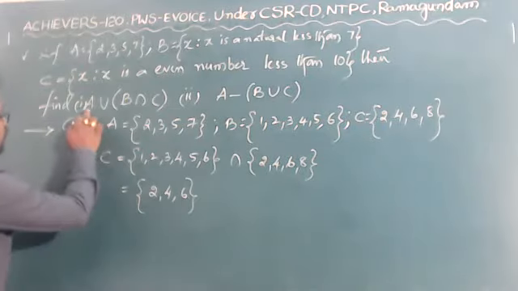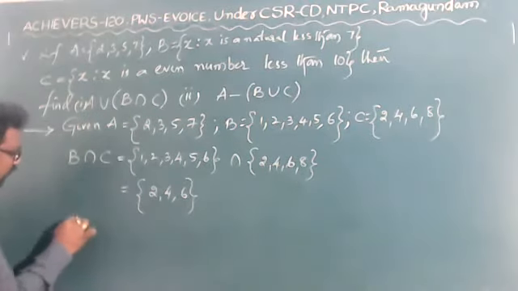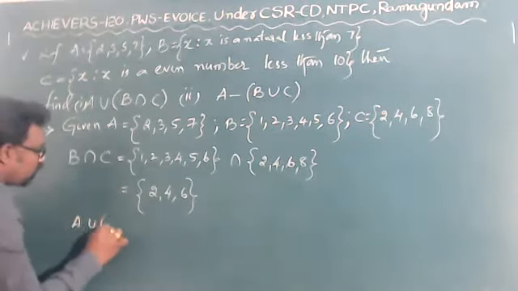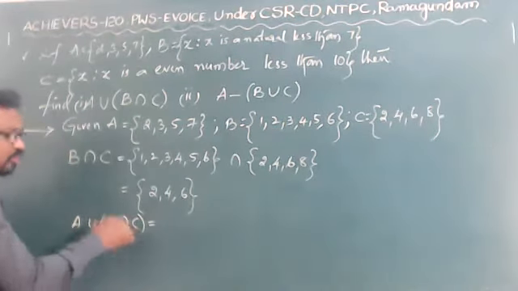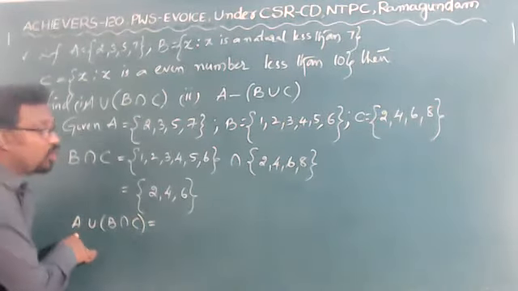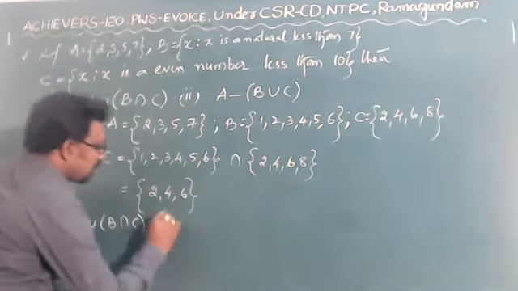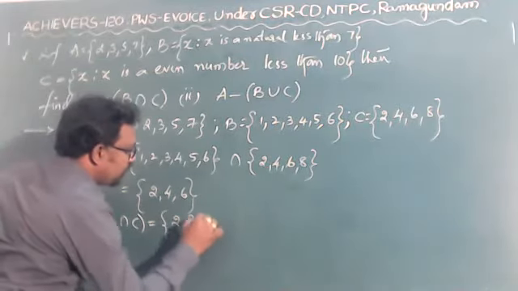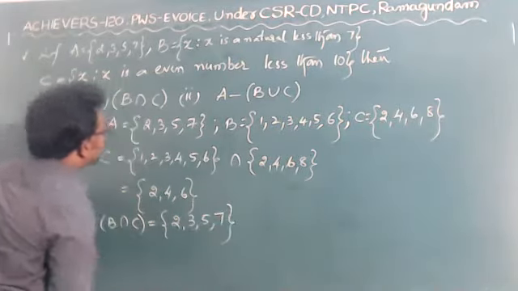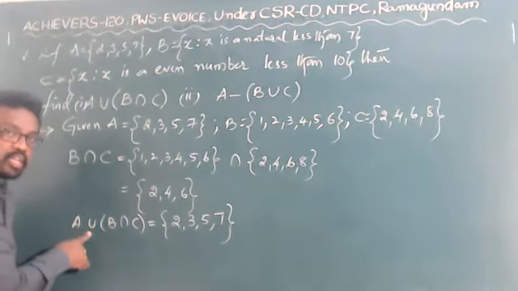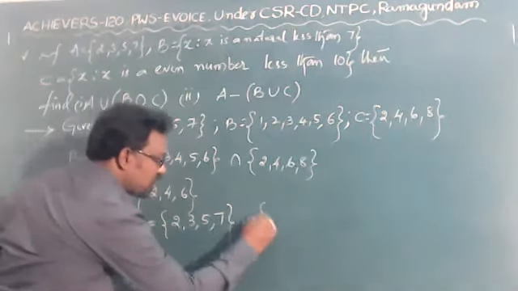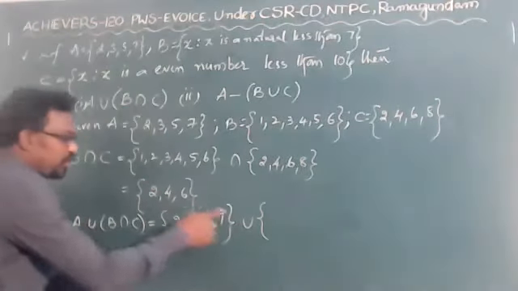Now we have to find this one: A union of B intersection C. What is A? A is 2, 3, 5, 7. What is here? The combination. What is here? Union. So write down union.